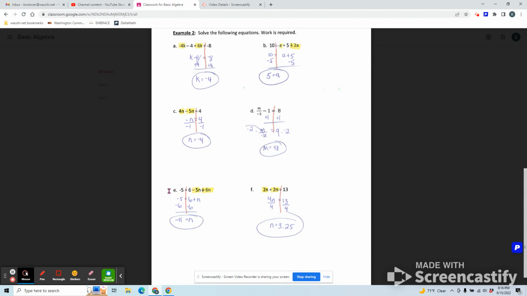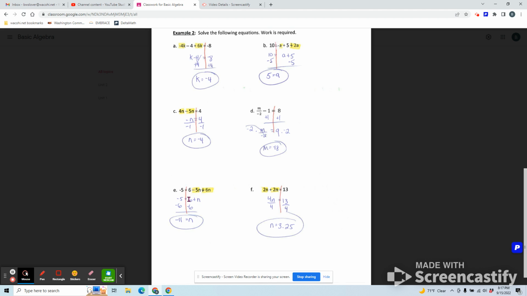Letter E. So I drew my fence in there. I cover up the right side. I don't have any like terms. Cover up the left side, and I do have like terms. A negative 5n plus 6n. So negative 5 plus 6 is going to give me 1, and I still have that n, so 1n. And then this 6 drops straight down.